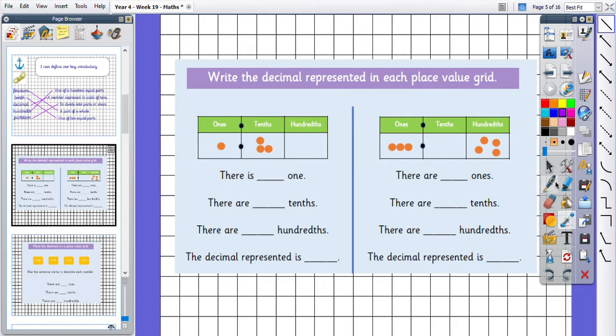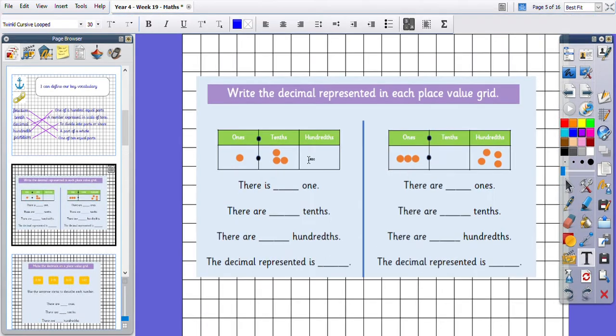So in my first grid then, there is how many ones? So I have 1. How many tenths have I got? 1, 2, 3. So I have 3 tenths. And I have how many hundredths? I have 0 hundredths. So my decimal represented is 1 whole, decimal point, 3 in my tenths column, and I have nothing in my hundredths column. So I could either leave it blank or I could put my 0 for my placeholder.